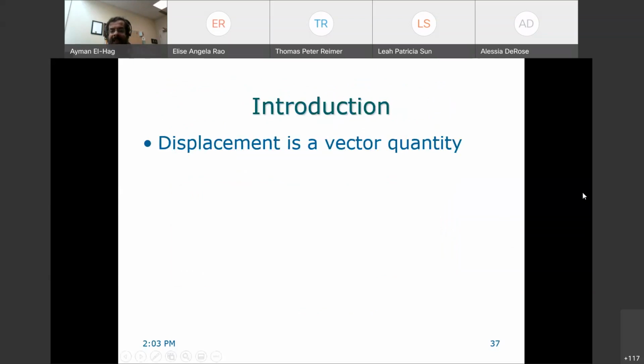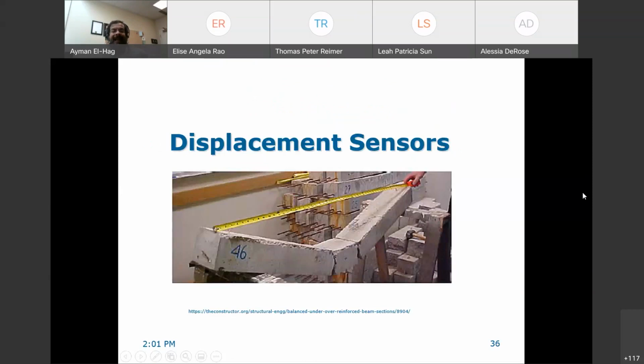Okay, now let's see what is a displacement sensor. So this is another type of resistive sensor.